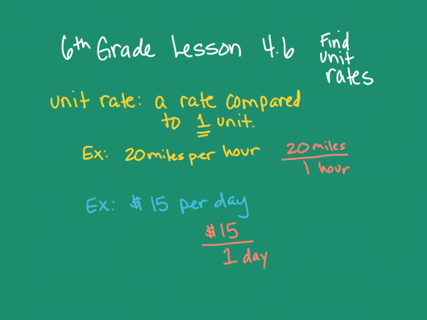We don't say 20 miles per hours, plural. We talk about it as 1 hour. Written as a ratio, we would have 20 miles per 1 hour. So 20 to 1 ratio.